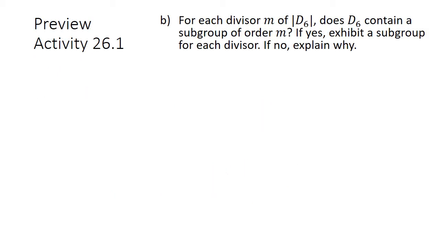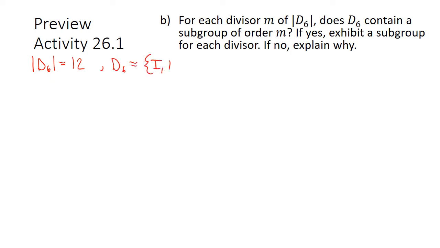Okay, so for part B, for each divisor m of the order of D6, does D6 contain a subgroup of order m? If yes, exhibit a subgroup for each divisor. If no, explain why. So first of all, the order of D6 is 12, so it has 6 reflections and 6 rotations. And just D6 itself can be written like this.